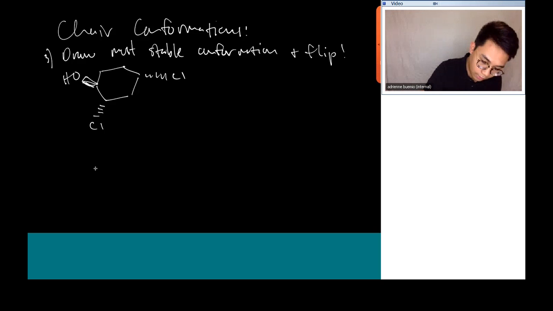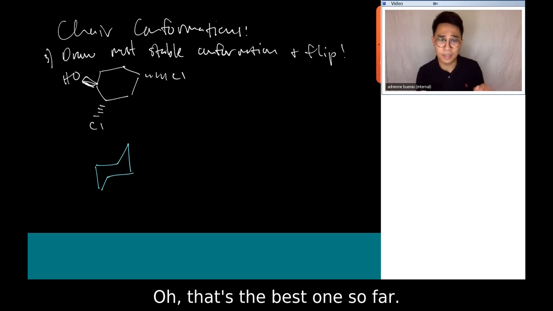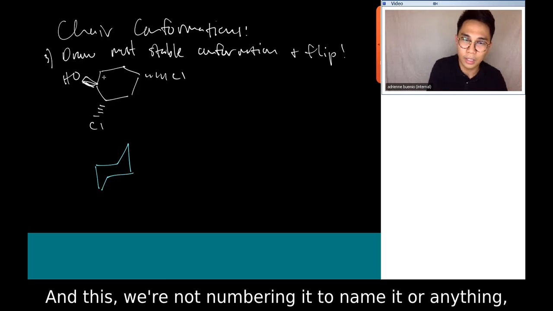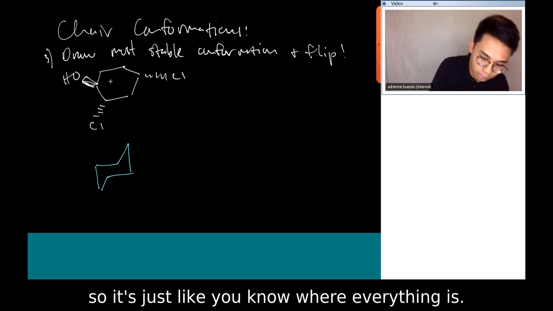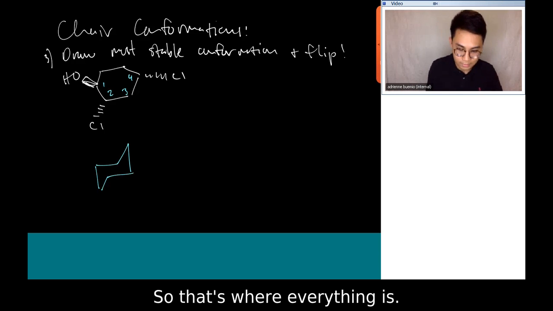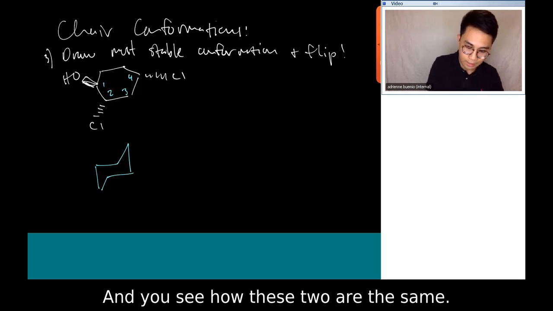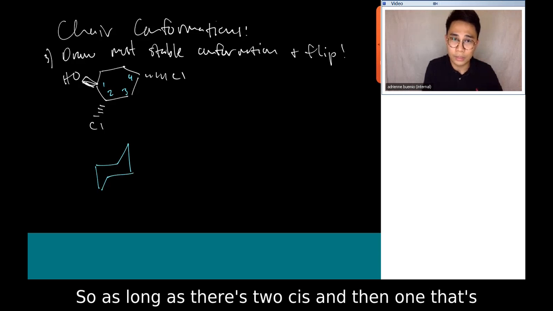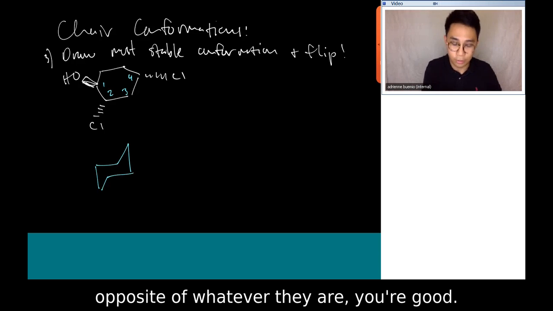So again, generic. Ooh, that's the best one so far. Yes. So now let's number them. We're not numbering it to name it or anything, it's just where everything is. So 1, 2, 3, 4. That's where everything is. And you see how these two are the same and this one's different. So as long as there are two cis and then one that's opposite of whatever they are, you're good.